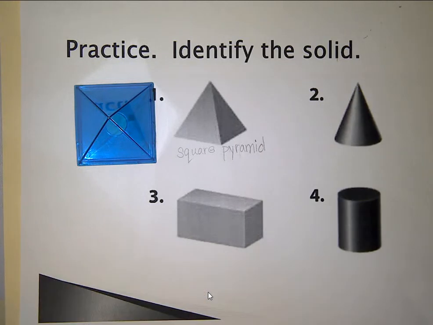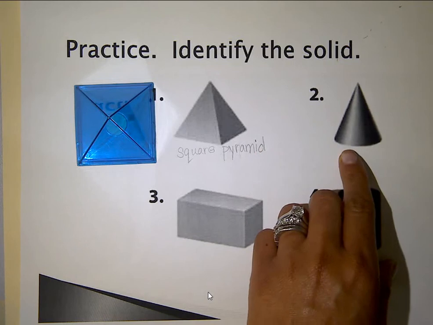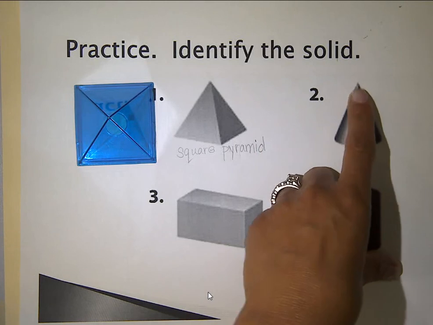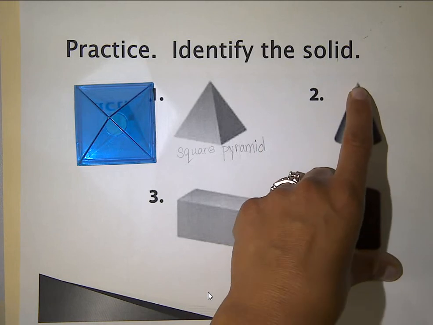Okay, let's look at number 2, and we've already talked about this. It's got a face on the bottom, and it's got that one vertex on the top. That's a cone.